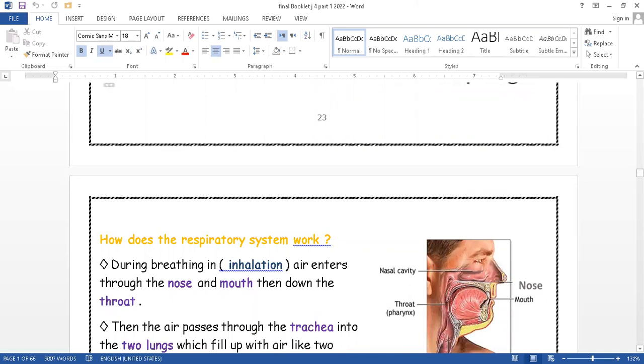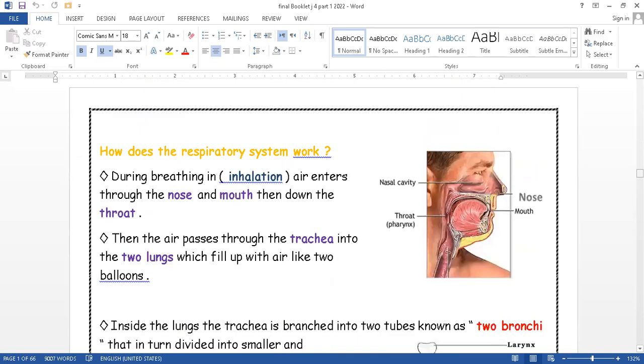How does the respiratory system work, Junior 4? Number one, during breathing, air is entering through our nose. Sometimes we can breathe through our nose or our mouth, but to be honest, it's more preferred to take our breaths from the nose. Why? Because inside our nose there are hairs. These hairs are responsible for purifying the air which goes inside our respiratory system. So it's more preferred to take the breath from the nose than our mouth.